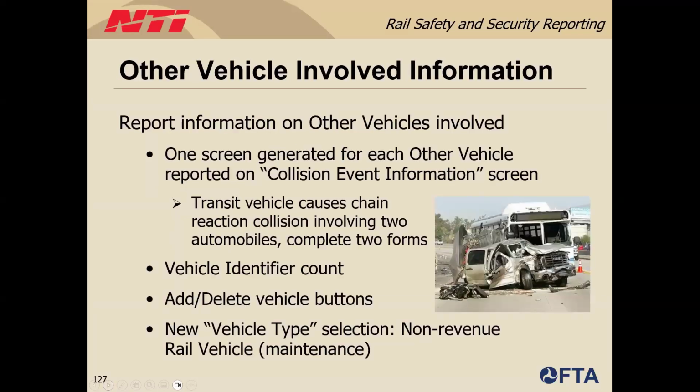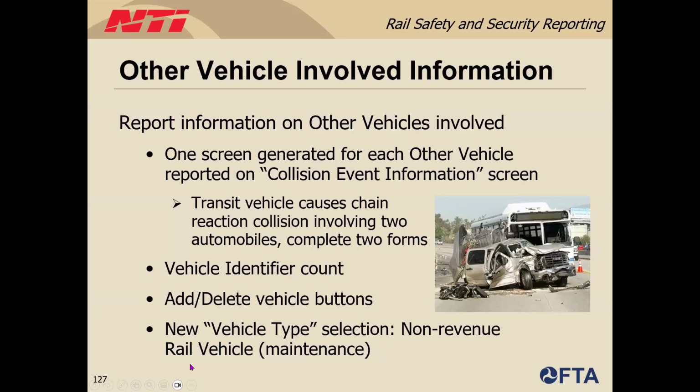All right, so moving on to the other vehicle that could be involved in the collision. If you indicated 1 up on the former forms, then the other vehicle form will be generated. If more than one other vehicle was involved, you will need to complete the other vehicle involved information form for each motor vehicle involved. Vehicle counts are included on the form to help you keep track of them, and also options for adding or removing an additional vehicle.